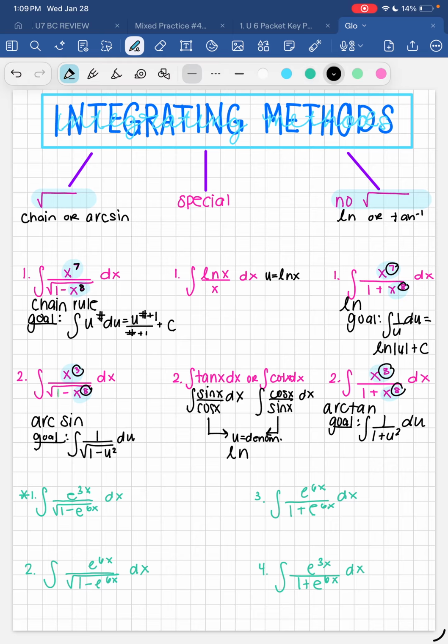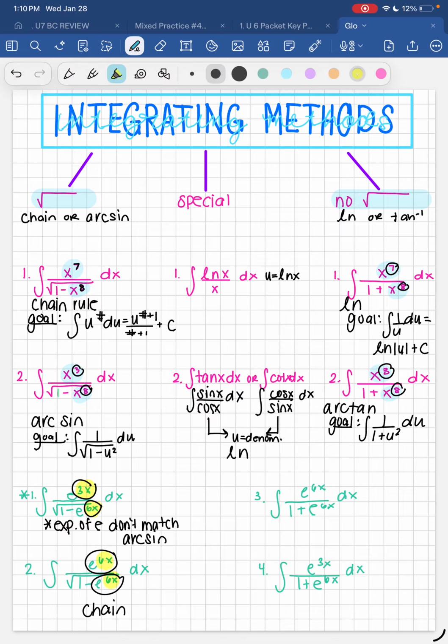Okay, so if there is a square root, remember, our options are chain or arc sine, and we're going to look at the powers of the e, and it's slightly different here and here. When the powers don't match, so the exponents of e don't match, then it's going to be arc sine. When the powers do match, it's going to be chain rule.